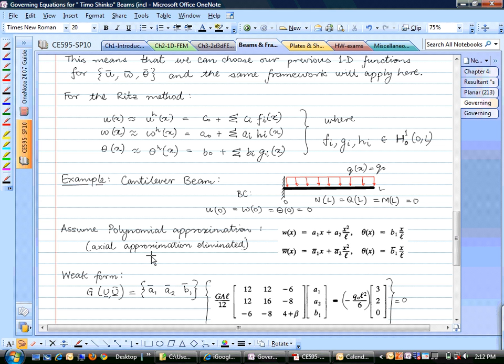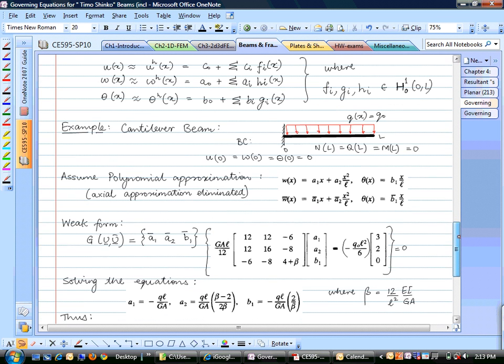So if we use a polynomial approximation, we are assuming that W, the transverse displacement, is going to be a quadratic function. The rotation is going to be a linear function of x. This is a quadratic function of x, this is a linear function of x. So essentially in Ritz method also we make an assumption that our body or our beam is going to deform a certain way, and then we try to find out what is the multiple of that mode of deformation.